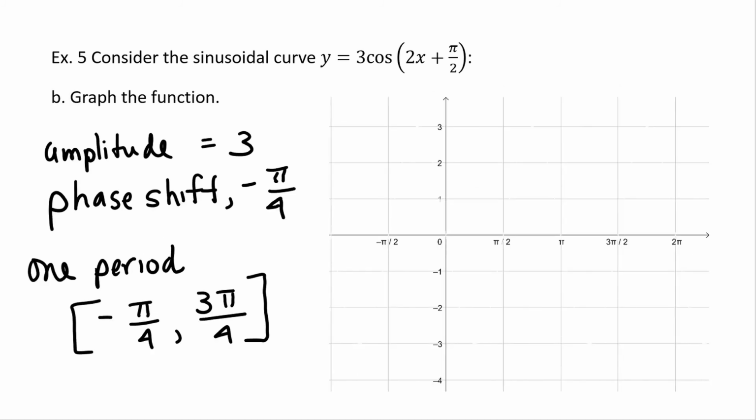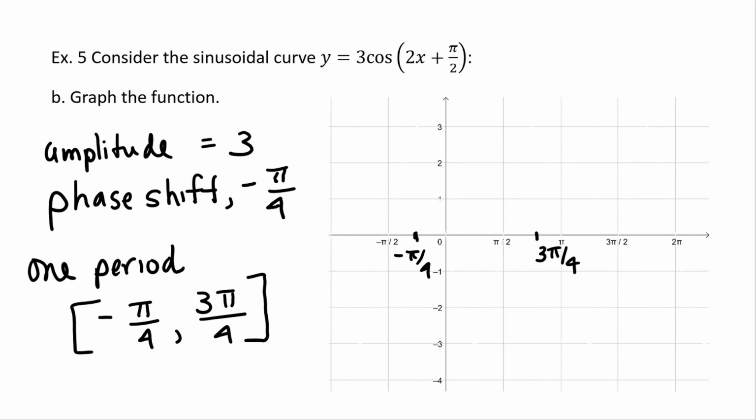Part B, graph the function. We have all of the information we need. First, we need to know the basic shape of the cosine graph, and that we do know. We've got the phase shift. So instead of doing that first period starting at 0, let's start it at minus pi over 4. And it goes over pi units, so we need to get an entire period of the cosine in between minus pi over 4 and positive 3 pi over 4.